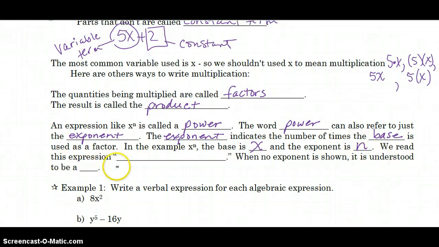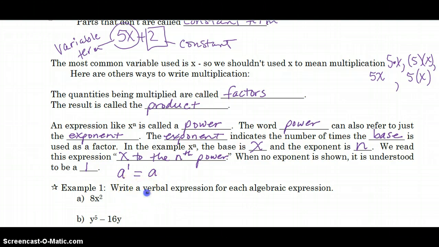We read this expression x to the nth power. When no exponent is shown, it's understood to be a 1. The power is understood to be 1. So a¹ is simply a.